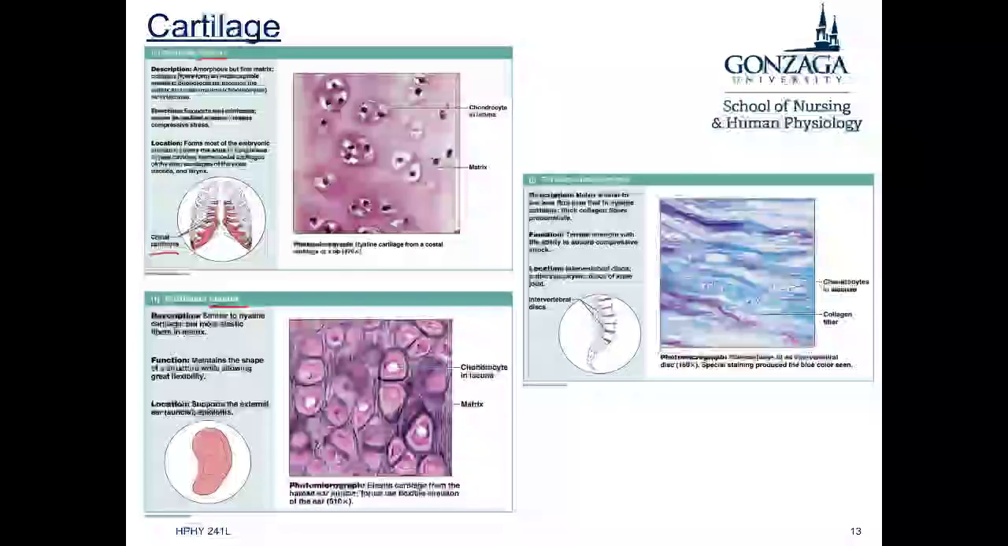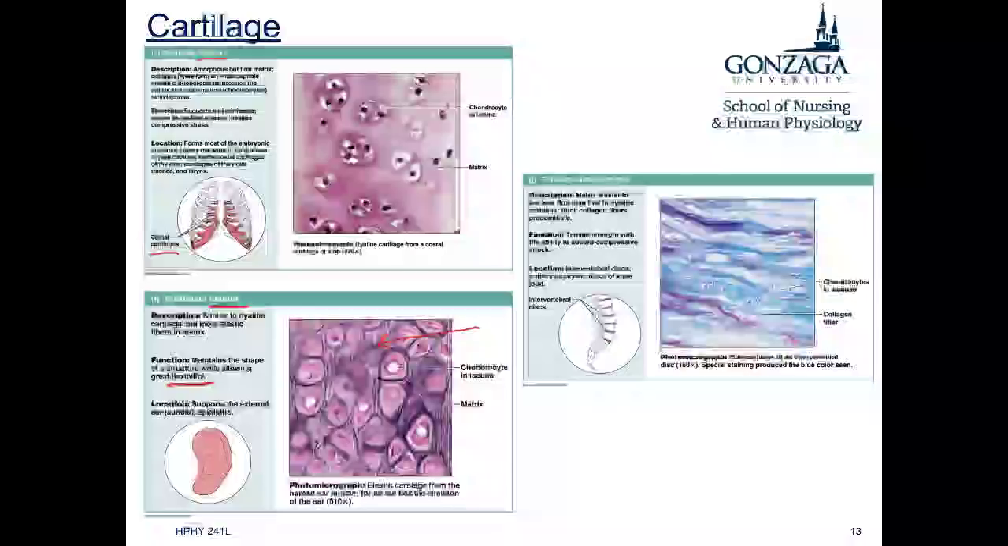Similar in appearance, still has chondrocytes in the lacuna, but it's really the presence of the elastic fibers, those dark purple elastic fibers. Because elastin is there, it's going to provide a little more flexibility than the hyaline. A good example of elastic cartilage is your ear. It's composed mostly of this type of tissue.